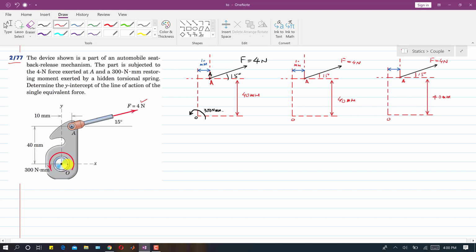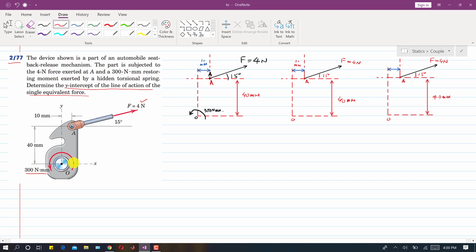So there is a restoring moment at this point O, right? And the magnitude is 300 Newton mm, exerted by a hidden torsional spring. So there is a torsional spring there, and that applies this restoring moment. So we need to determine the y-intercept of the line of action of the single equivalent force.